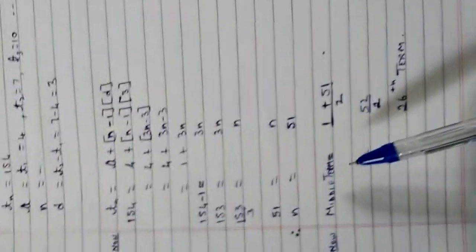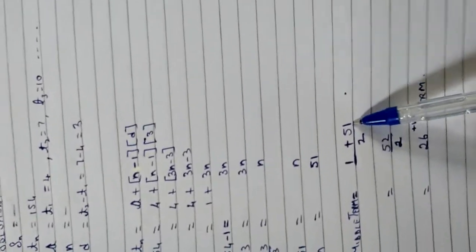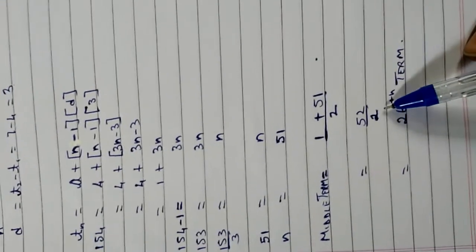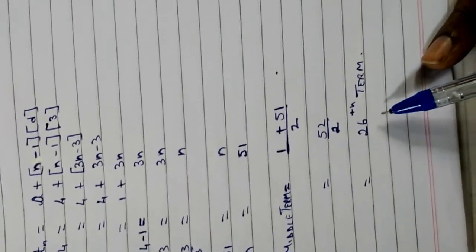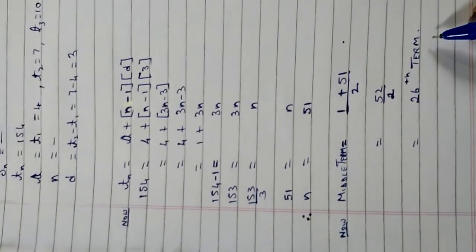We have to find the middle term, so we'll take the first term and the 51st term, add them and divide by 2, we get 52 by 2, that becomes 26th term. So the middle term is the 26th term, and that's the right answer.